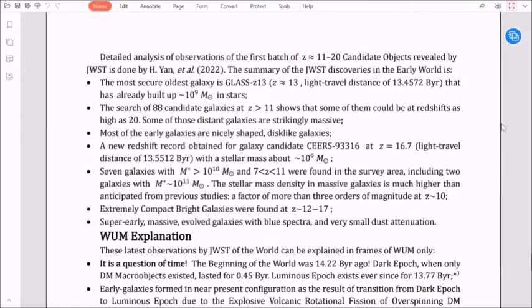Seven galaxies with mass more than 10 to the power 10 solar masses and Z in the range between 7 and 11 were found in the survey area, including 2 galaxies with mass about 10 to the power 11 solar masses. The stellar mass density in massive galaxies is much higher than anticipated from previous studies, by a factor of more than 3 orders of magnitude at Z about 10. Extremely compact bright galaxies were found at Z in the range between 12 and 17. Super early, massive, evolved galaxies with blue spectra and very small dust attenuation.